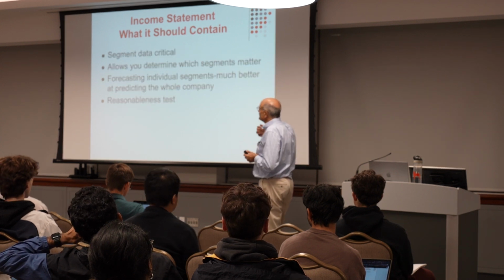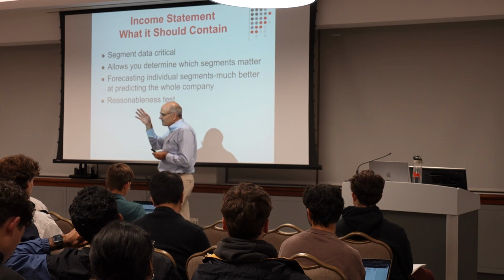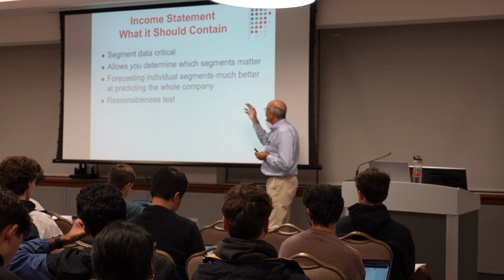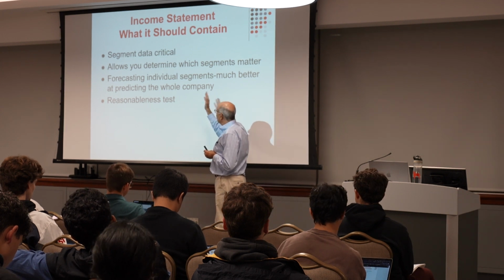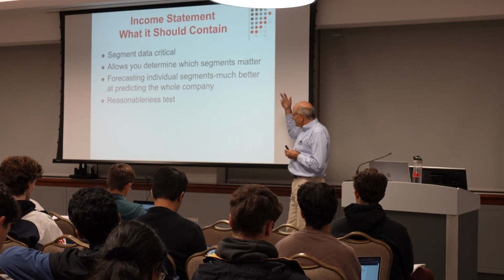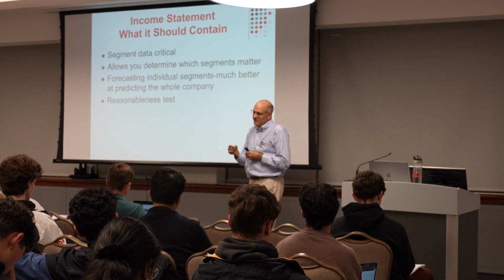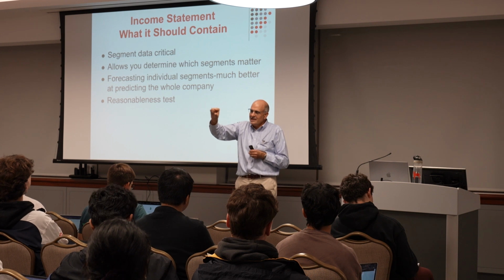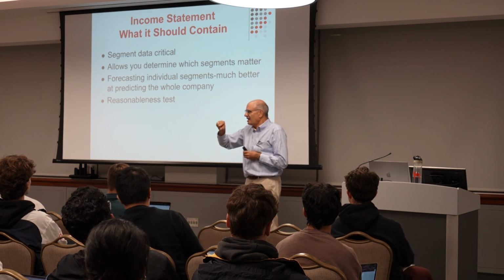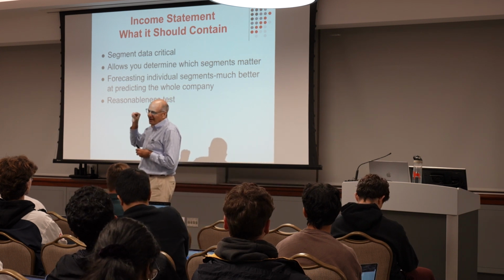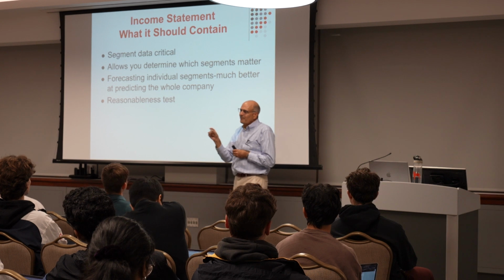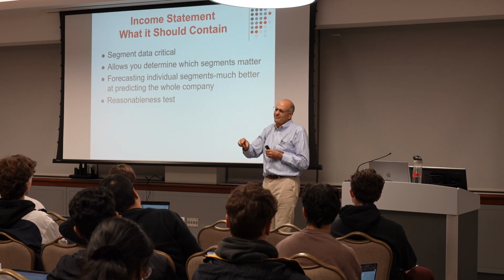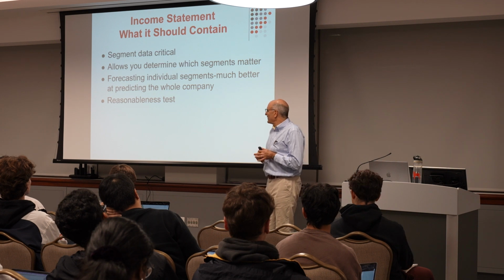So if you can, segment data is critical, right? Many times companies will not give you price or volume trends, but they will give you a breakdown by product area. It allows you to determine which segments matter. And by forecasting the individual segments, you're going to be much better at predicting the whole company. You can take the lazy person's route, take last year's revenues and multiply it by 10%, or you can try to predict each line item. Each line item probably has its own set of dynamics. Even if each line item is off a little bit, doing each revenue line separately is going to be more accurate than trying to forecast the overall company in total.